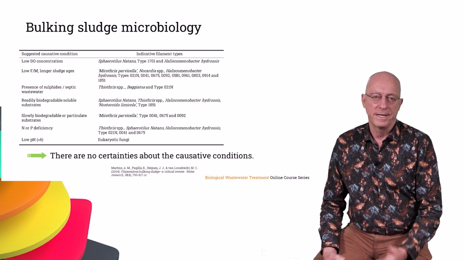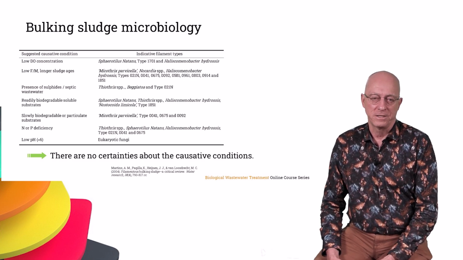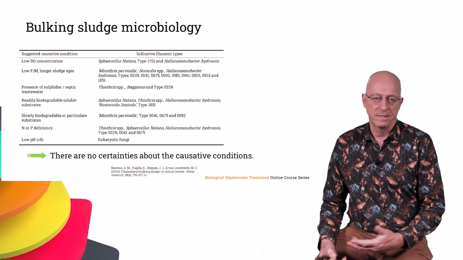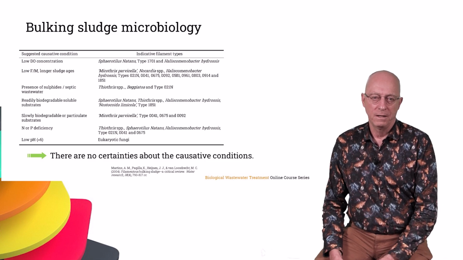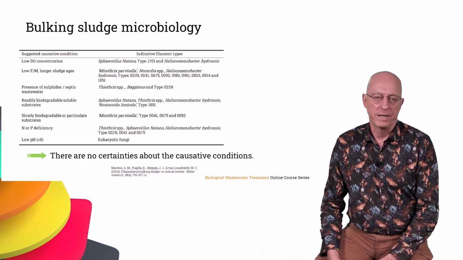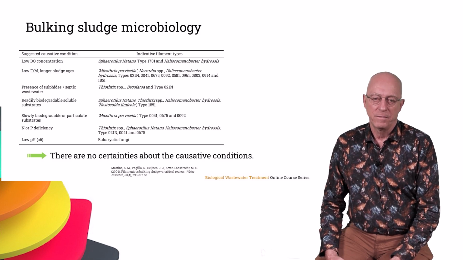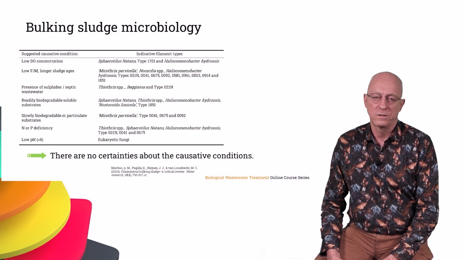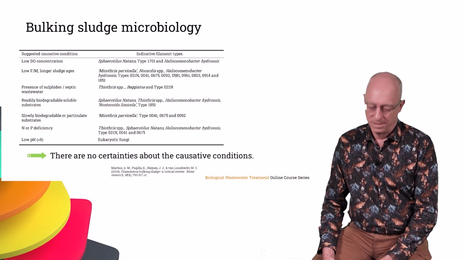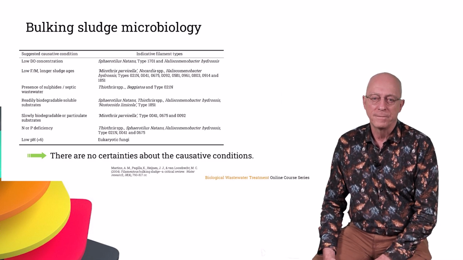There are many different organisms described. They are all associated with some causative conditions which lead to that, like a pH that is off, low DO, low loading of the flocs, very long sludge ages, slowly biodegradable or particulate substrates. There are many there, but the point is that if you look in that literature, there are no good certainties about the causative conditions. They're all indications to try to make a link.